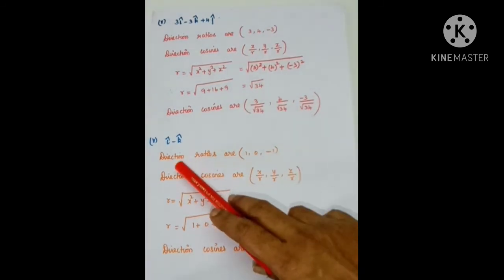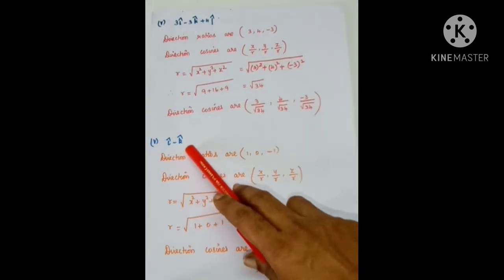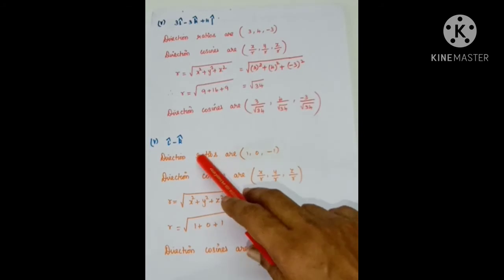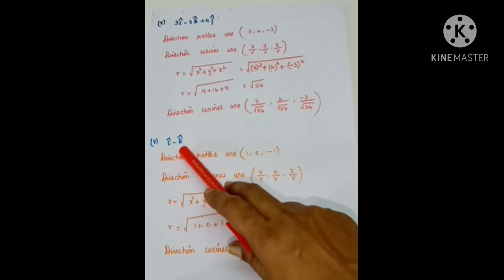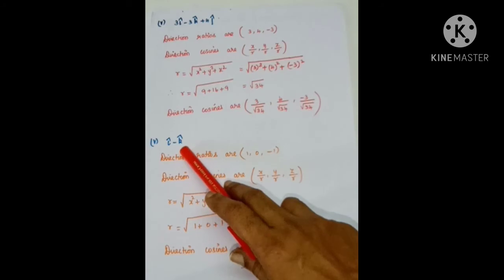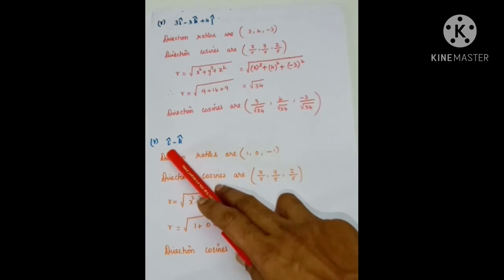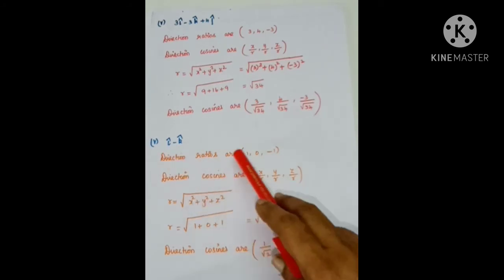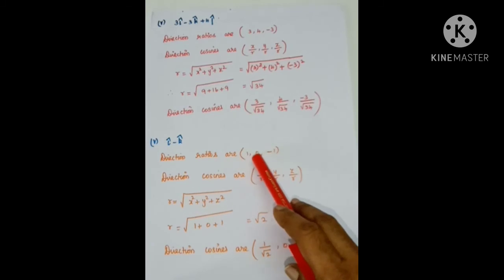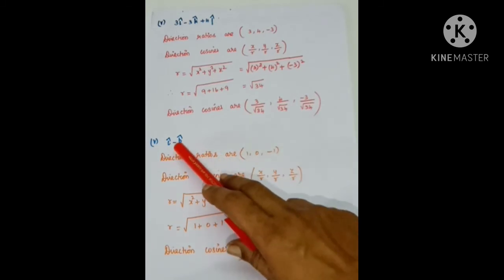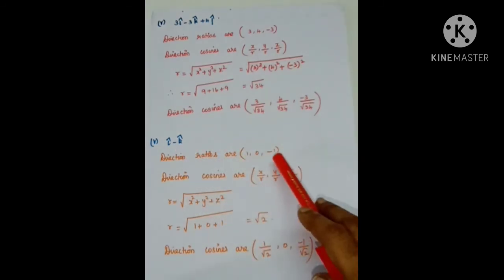So the fifth subdivision, i cap minus k cap. So what is the direction ratio? i and k are there. The j coefficient, j cap is not present. Therefore the coefficient of i cap is 1. So 1 comma 0 comma minus 1, because minus k cap is there, so minus 1.